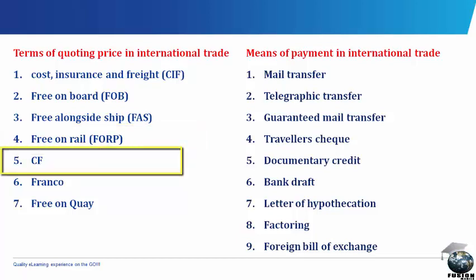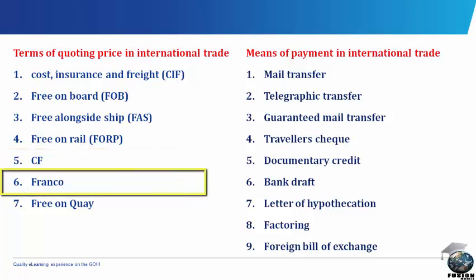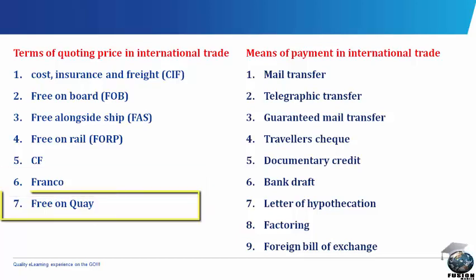CF means that the price quoted covers all charges, including freight payable to the point of destination, while the buyer pays the insurance charge. Franco means the price quoted includes the cost of insurance, freight and all delivery charges to the importer's warehouse. Free on quay.